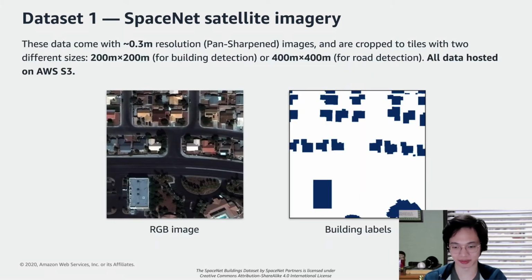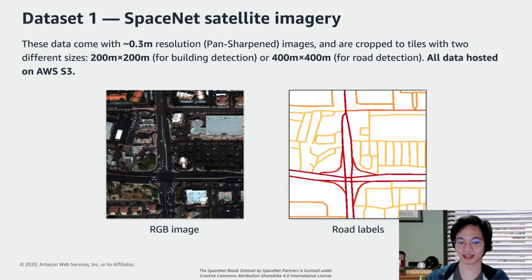And I'll just give you a feeling of what these data look like. They come with 0.3 resolution, pan-sharpened RGB image, and are cropped to tiles with 2 different sizes. For building detection task, for example, in this image, it's going to be 200 meters by 200 meters. And for road detections, it's going to be zoomed out 2 times, 400 by 400 meters. All data are hosted on AWS S3.